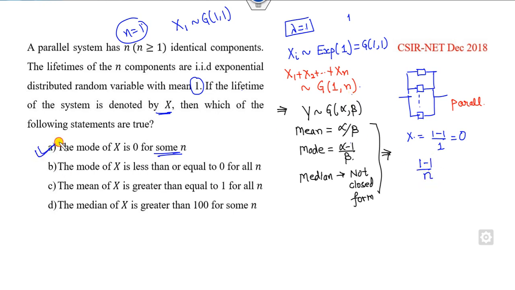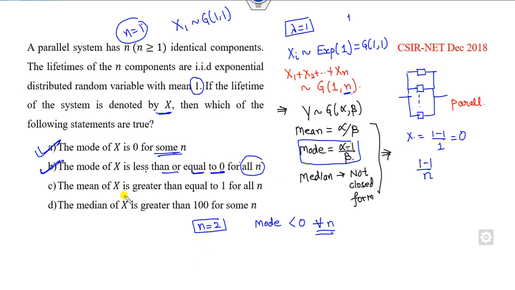So the first part is correct. The mode of the x is always less than or equal to 0 for all n. You can simply take n as 2. It means it has 2 components. Then your target is to prove the mode will be less than or equal to 0 for all n. The mode will be alpha minus 1 over beta. If I take n equal to 2, the mode will always be 0. So it is always less than or equal to 0.